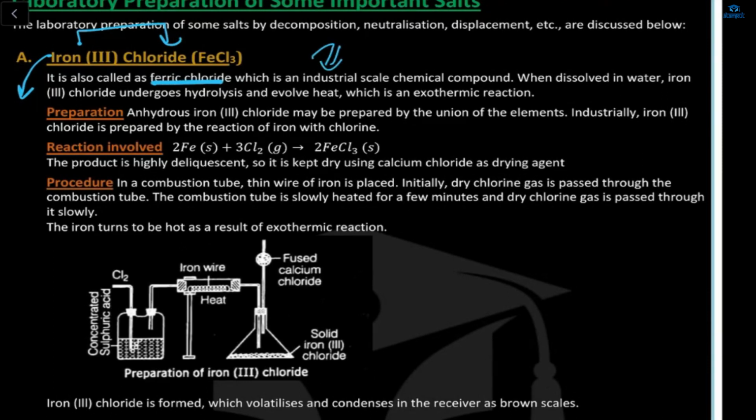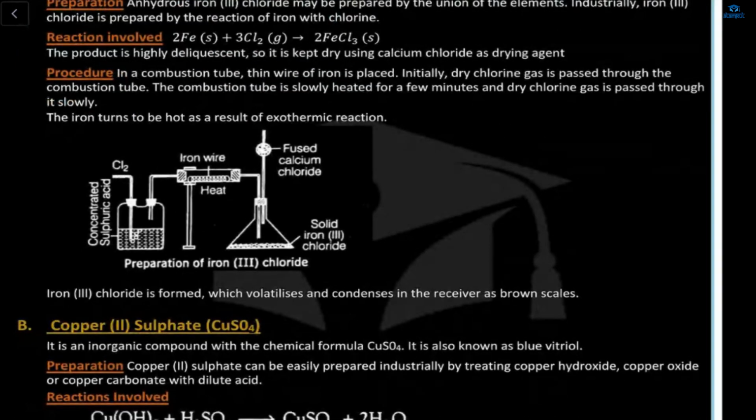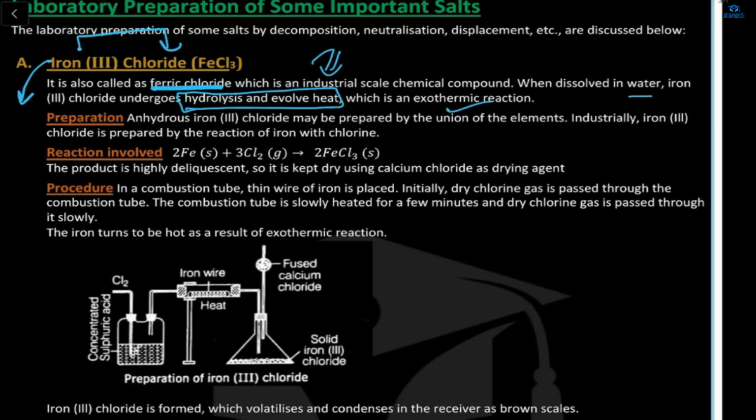So when we dissolve this ferric chloride in water, what will happen? Iron chloride will undergo hydrolysis and it will evolve heat. So this process is known as what? Exothermic or endothermic reaction? If something is evolving heat, it's exo or endo? Exothermic. Good. So when iron chloride is dissolved in water, it undergoes hydrolysis and evolves heat.